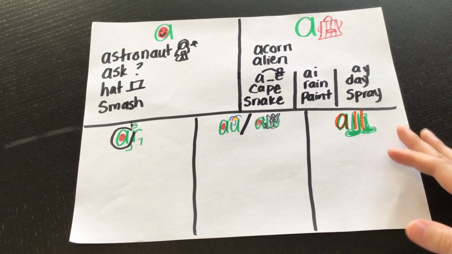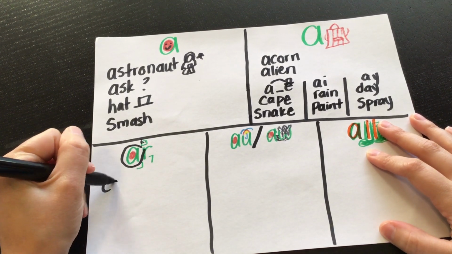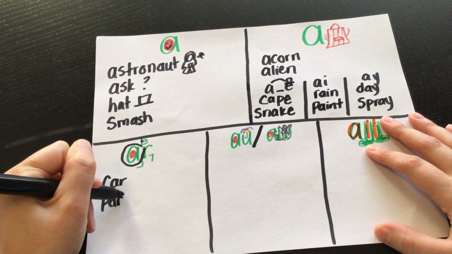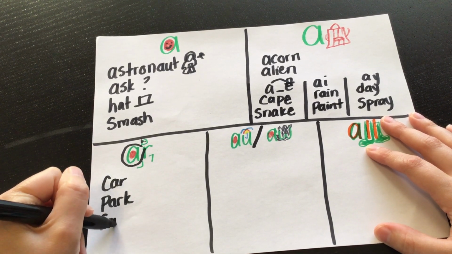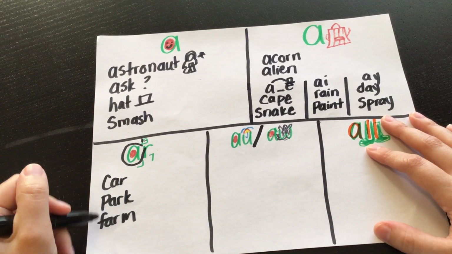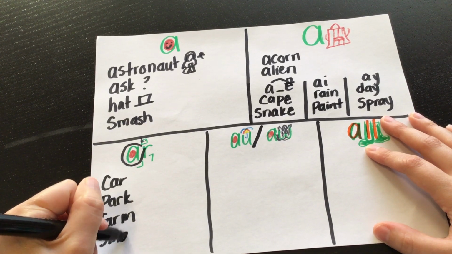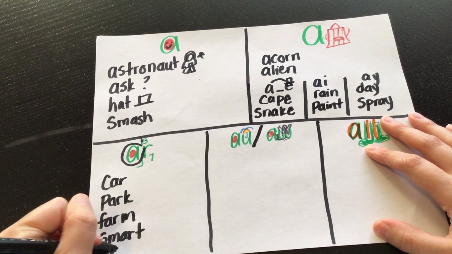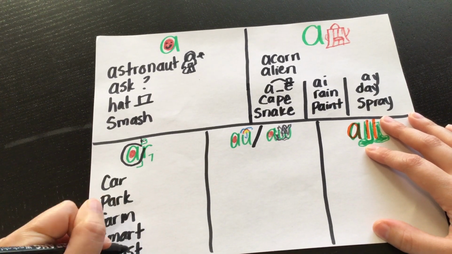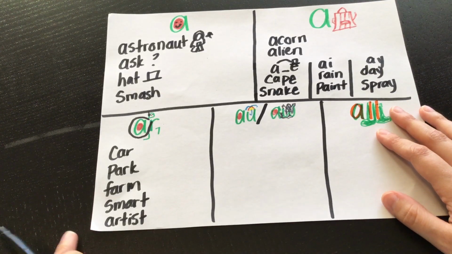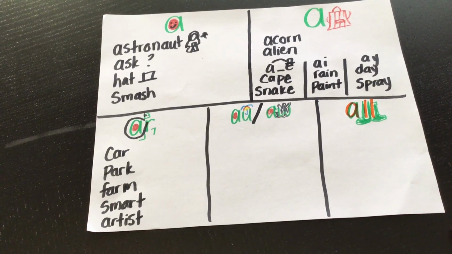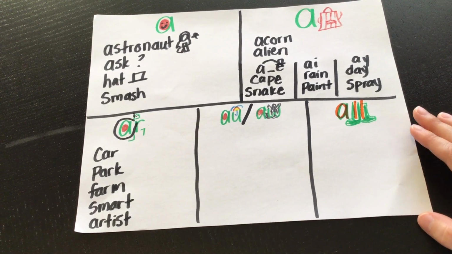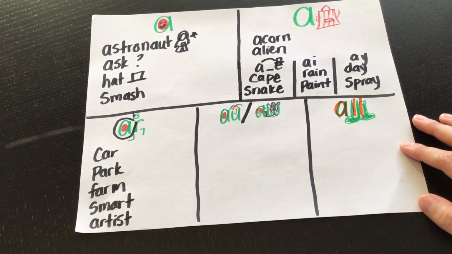Okay, now let's think about some R words, right? Our robot stealer words. So we've got words like car and park, farm, smart. What else? Art or artist, right? If you like to do art, if you're good at art, you are an artist. We see that AR at the beginning. Awesome. Look for our R words. There's lots of them. They're all over the place, right?